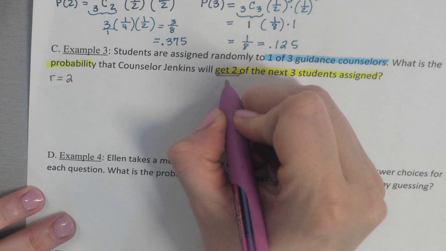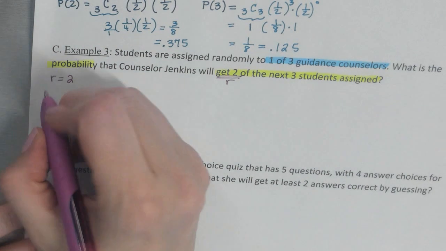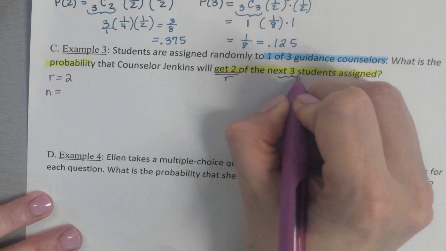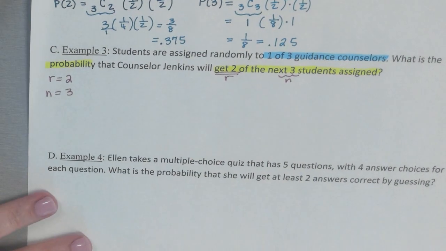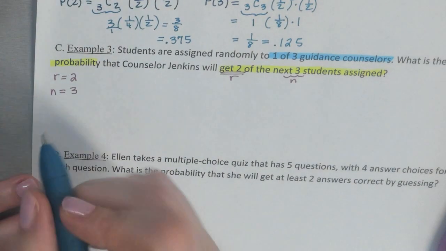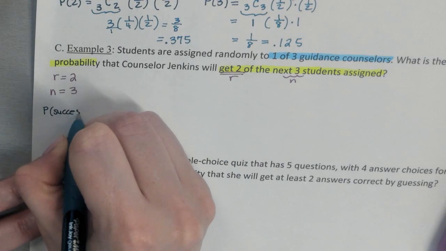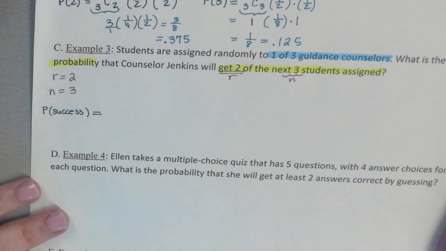Okay, so I'm going to get 2, that's our R value. And then the N value is the total, so how many total students are being assigned? 3. So that's going to be our N value. Okay, now the probability of success is given to you in the problem, but sometimes it's written out in words. So the probability that they get a student is what?